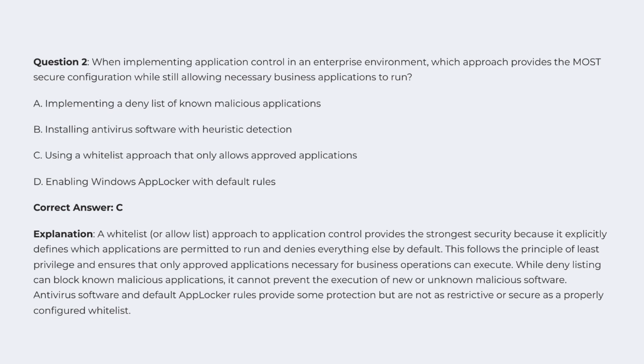While deny listing can block known malicious applications, it cannot prevent the execution of new or unknown malicious software. Antivirus software and default AppLocker rules provide some protection, but are not as restrictive or secure as a properly configured whitelist.